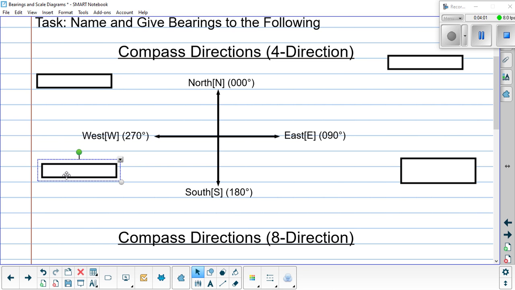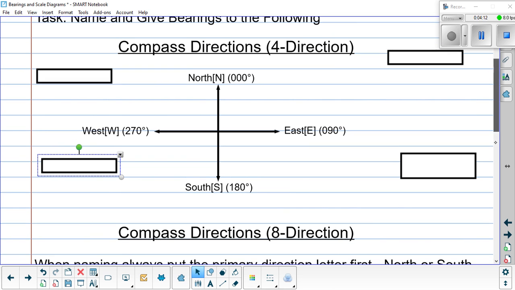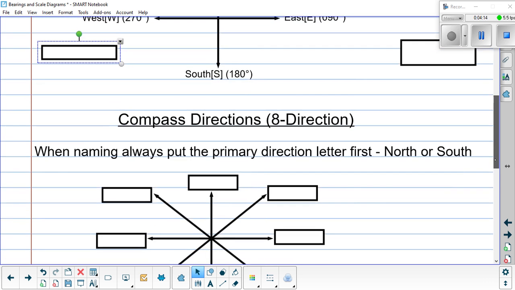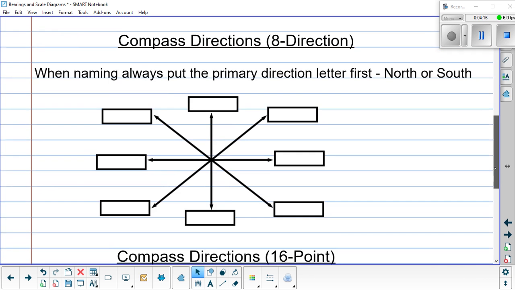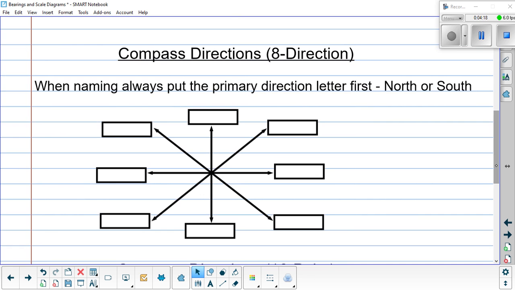So this is what we're going to start to fill in with the other ones, right? What happens if we're between north and east? What about south and east, etc.? So here, when we want to name, we always put a primary direction letter first. So this is for 8 direction, right? We'll have a slightly different rule for 16, but this is the main new one that you have to understand and be able to find their bearings.